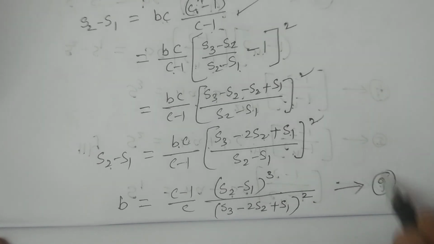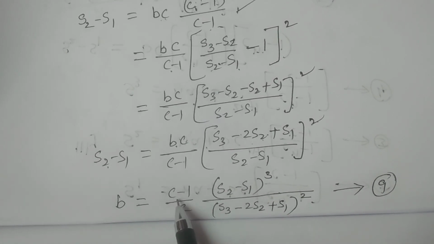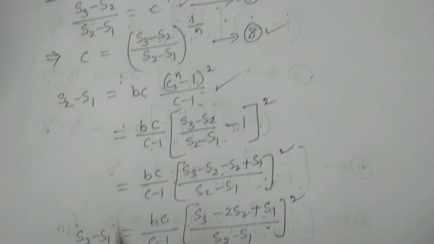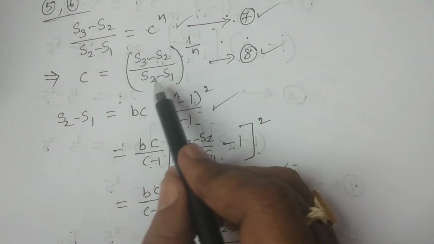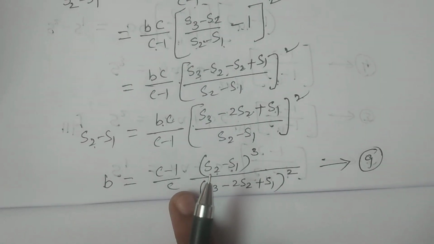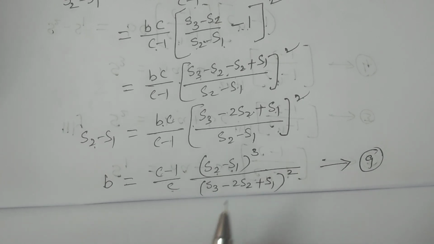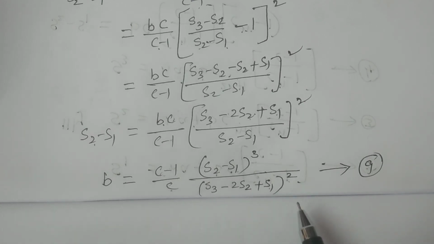I am considering this as equation 9. This is the value of b, but we have not written the value of c. What is the value of c? Whenever we have c, we have to substitute (s3 minus s2) by (s2 minus s1) whole power 1 by n. Okay, so therefore b is obtained, just by keeping the c here and substituting c power n. This is the value: c minus 1 by c into (s2 minus s1) whole cube divided by (s3 minus 2s2 plus s1) whole square. This is the value of b.